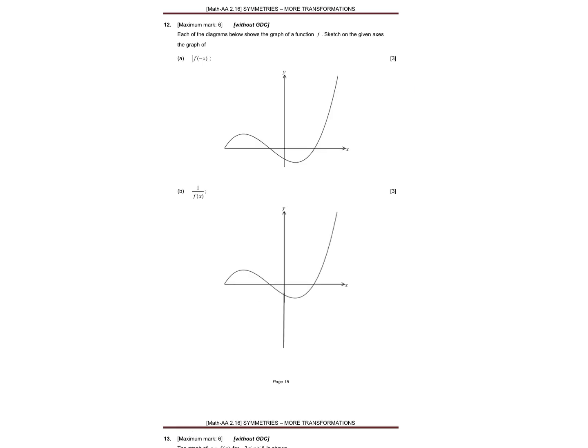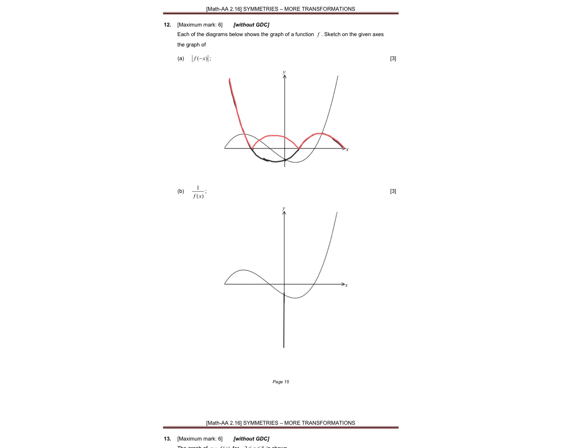For 12, each of the diagrams below shows a graph of the function f. Sketch on the given axes the graph of the absolute value. Okay, so first of all, let's deal with the negative x. So that's going to flip everything over the y-axis. So that's that, as best as I can do. And then we have the absolute value of that. So when it's the absolute value of the whole thing, everything flips above the x-axis. So that's going to be the graph in red of the absolute value of f of -x.